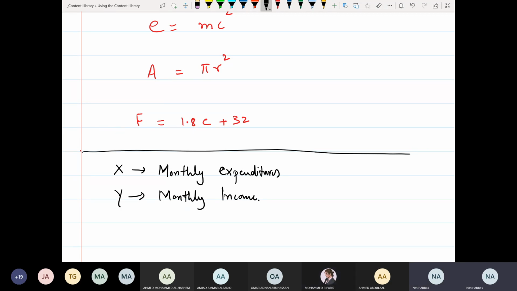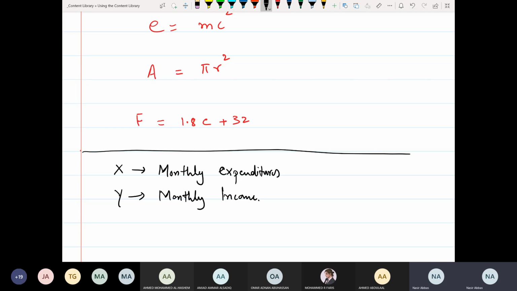Yes. But if I tell you there is a family whose monthly income is 2,000 riyals, what do you expect their monthly expenditures to be? Less than 2,000. Somewhere around 1,500, 1,800, 1,900, maybe sometimes 2,100. Sometimes they may go into loss, more than 2,000.